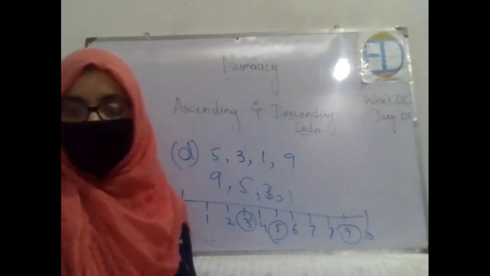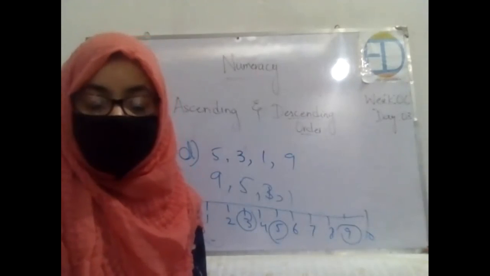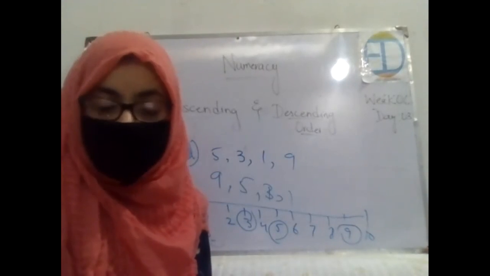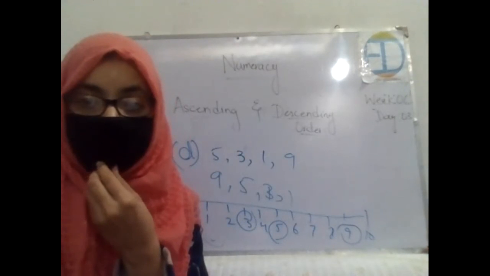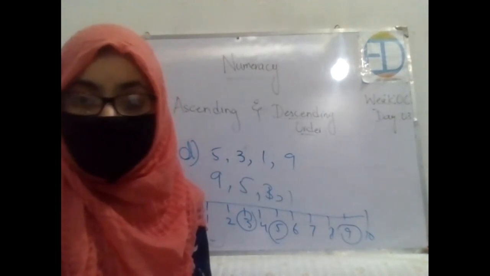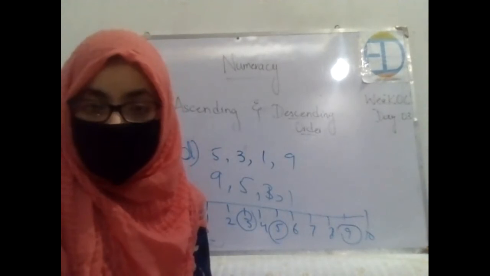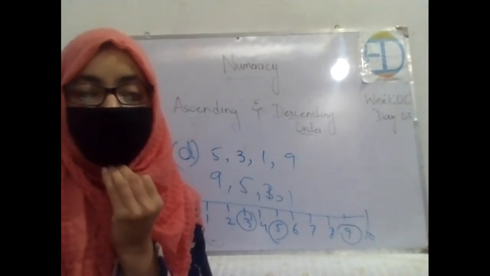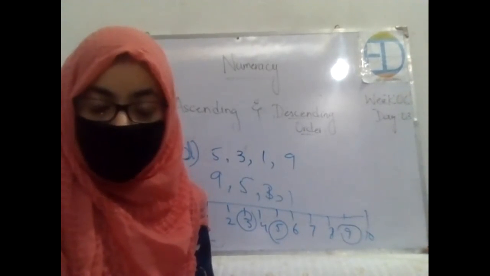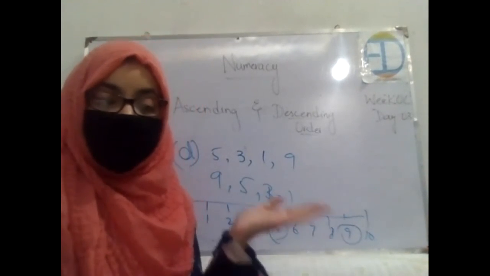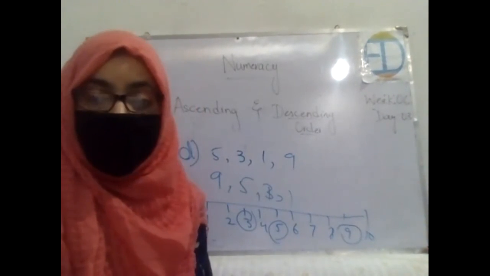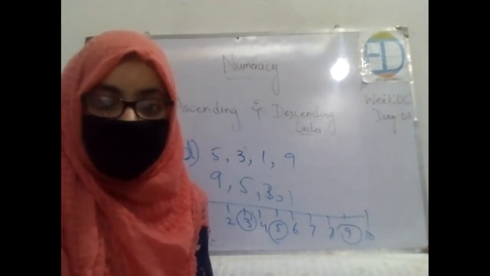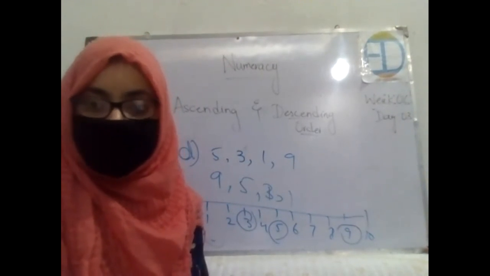Okay, class, that was all for today. What we practiced, we talked about ascending and descending order, and I hope you have understood it very well. If there is any confusion or any question, you can ask me. Your home assignment is to practice this at home. Randomly write some numbers, use the number line as a helping hand, and then practice writing numbers in both ascending and descending order.